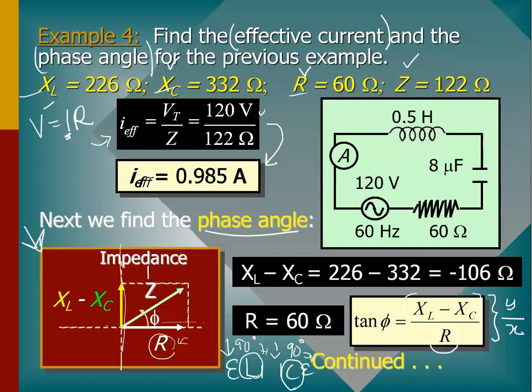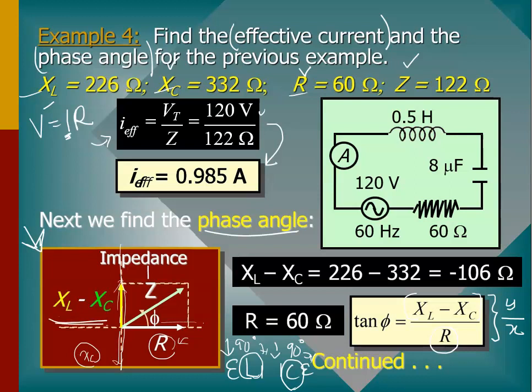So as you can see over here, originally XL was on the positive direction of the y-axis and XC is on the negative direction of the y-axis. It is known that XC is supposed to be always lagging compared to XL. So we know that the value of XC is supposed to be smaller than XL. Hence, I will get this expression, XL minus XC.